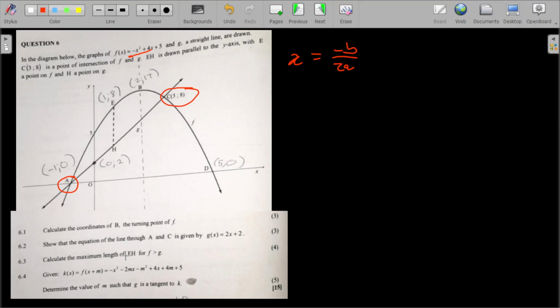6.3, calculate the maximum length of EH, for F of x is greater than g of x. Yes, of course, here I know that my F, because this is my F graph, I know it's on top and the G is below, which is this one here. I know that here at the top this is greater than g of x. So calculating this length of EH is top minus bottom. I hope you still remember that one where you're saying top minus bottom graph.